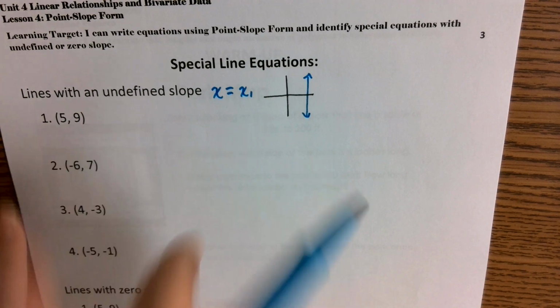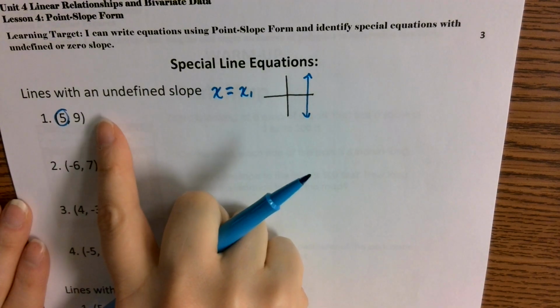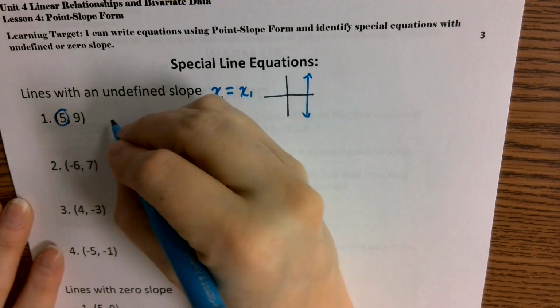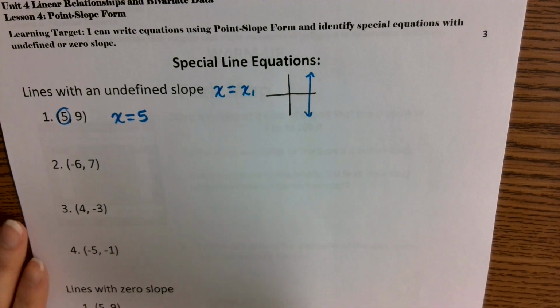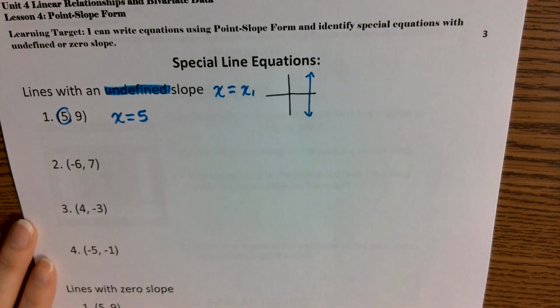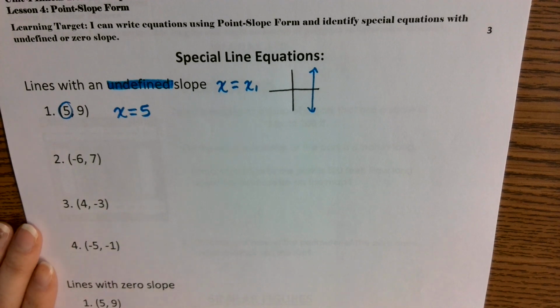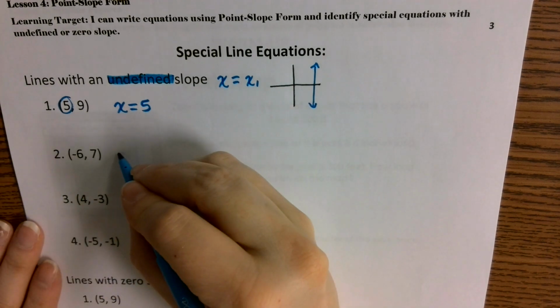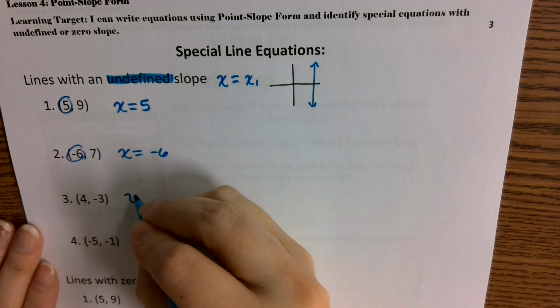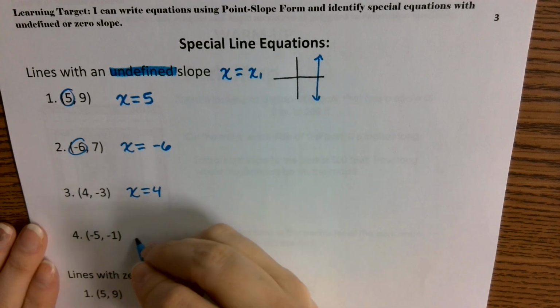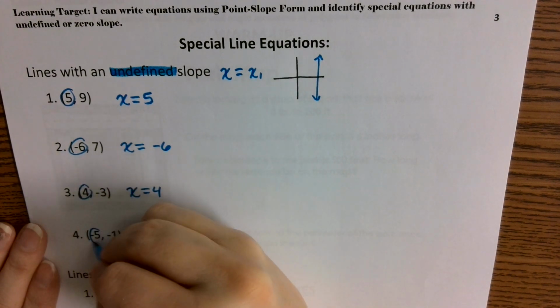So for example, problem number 1, my x coordinate is a 5. So if I know that my slope is undefined, then my equation is just x equals 5. Again, this is only true for undefined slopes. Okay, for problem number 2, x is going to equal -6. That's my equation. That's it. It's that simple. If they tell you the slope is undefined, your equation is x equals whatever your x coordinate is. So guys, what's the equation for number 3? X equals 4. What's the equation for number 4? X equals -5. It's that simple for undefined slopes.